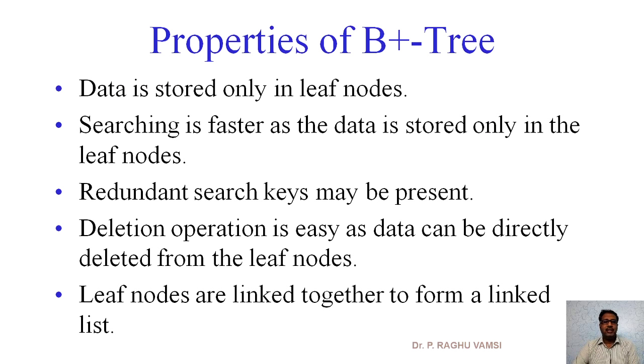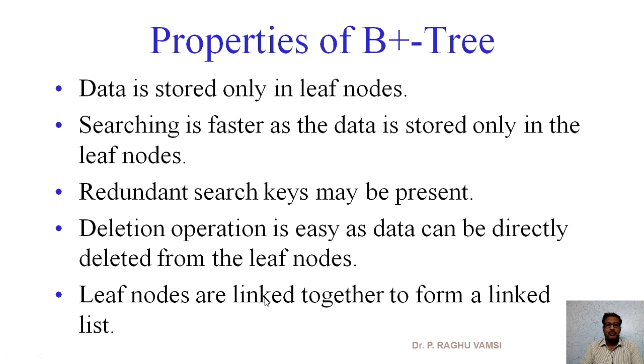The reason the accessing is faster is that there is a double linked list between the leaves. All the leaves are attached with a double linked list. That is the reason it is easy. So searching is faster as the data is stored only in the leaf nodes. Next, the deletion operation is easy as data can be directly deleted from the leaf node. Leaf nodes are linked together to form a linked list.